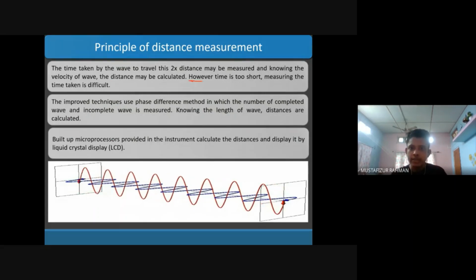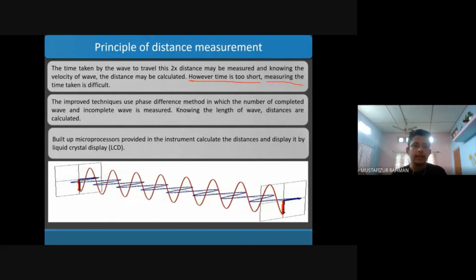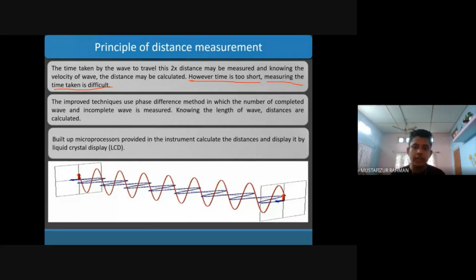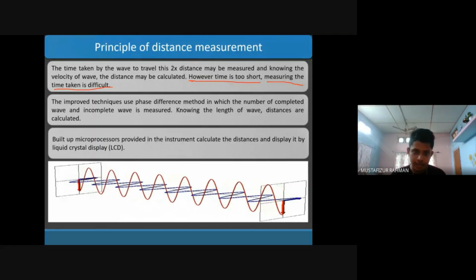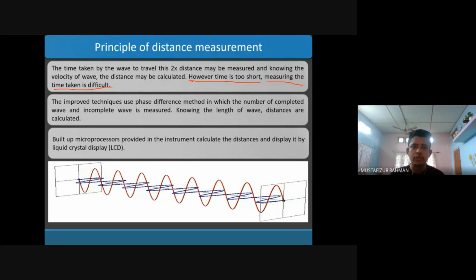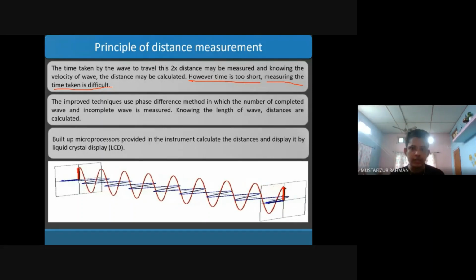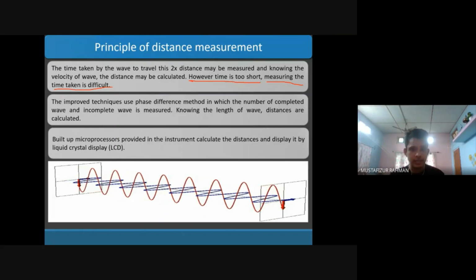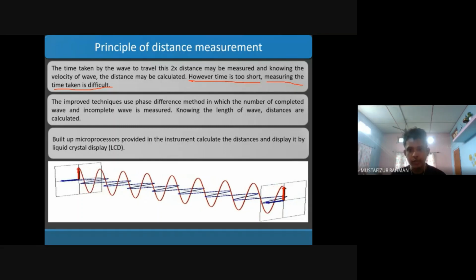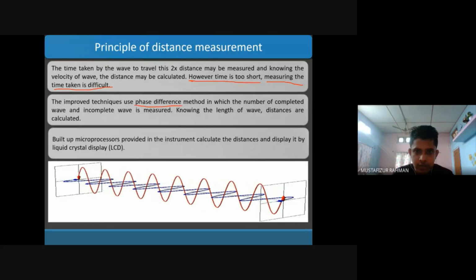However, what happens, the time is very short. So measuring the time taken is actually difficult because it is traveling at a very high speed, 3 into 10 to the power 8 meter per second. So the time required for traveling these normal distances will be very, very small. Okay, it goes so quickly. So therefore, it is not so easy to measure the time. So we have a different method of calculating the distance between 2 points, and that is by calculating the phase difference. Now, what is phase difference?